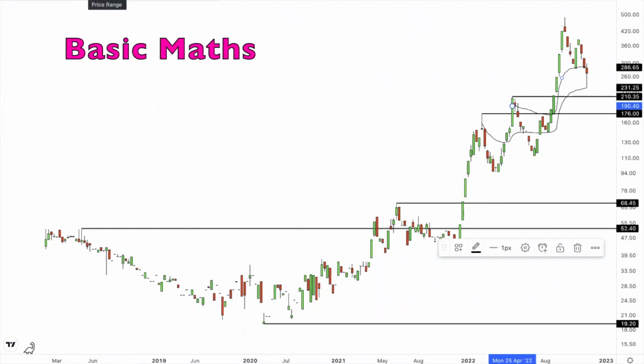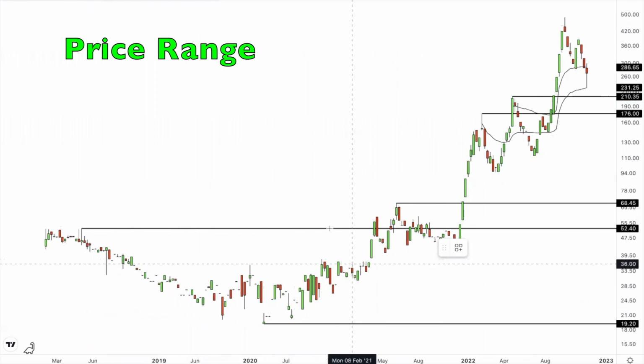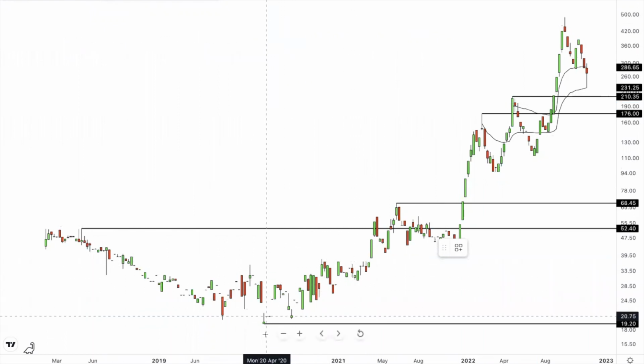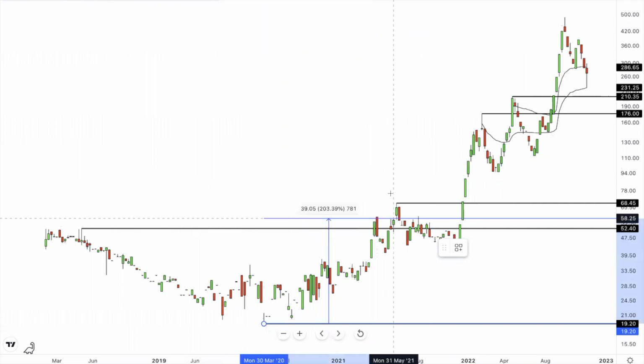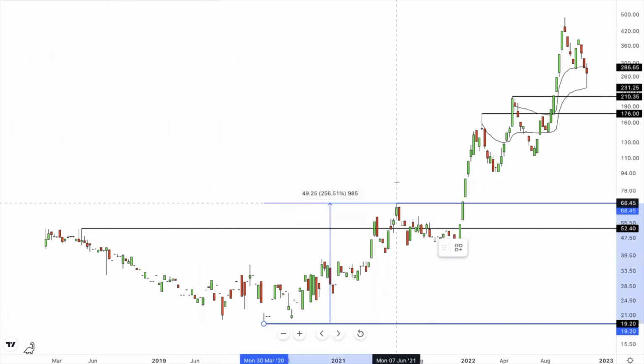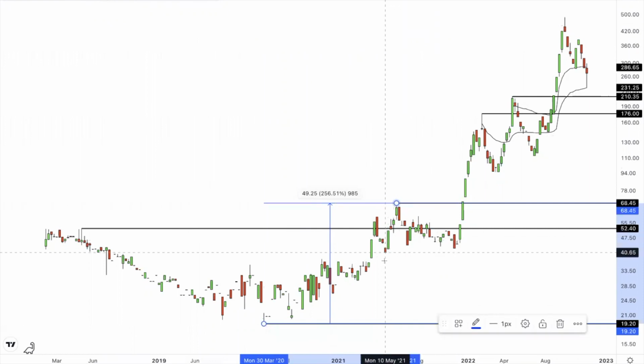You just need to use this tool called price range, and when you click on this particular tool, you will be able to see that after the stock made a new low, how much percentage it potentially rallied from those particular levels, right? So from the levels of 19.20, the stock gave me a potential rise of 256%. Okay, post that the stock came down and it made a swing low of somewhere around 40.65.